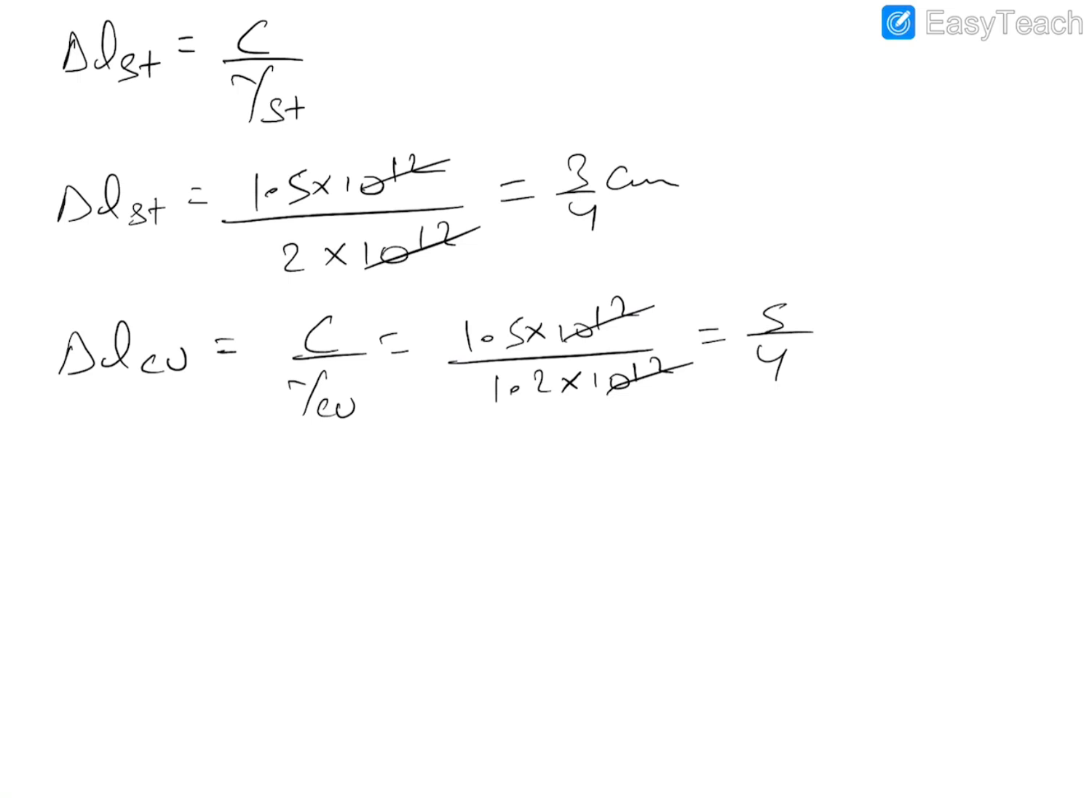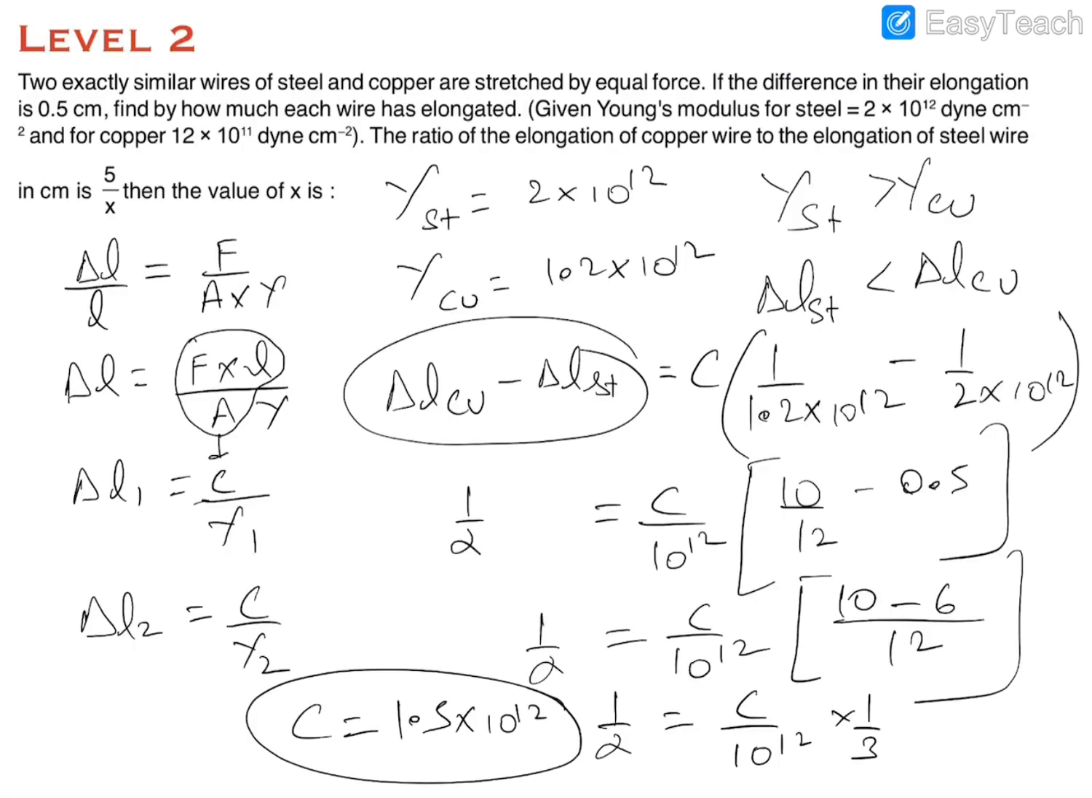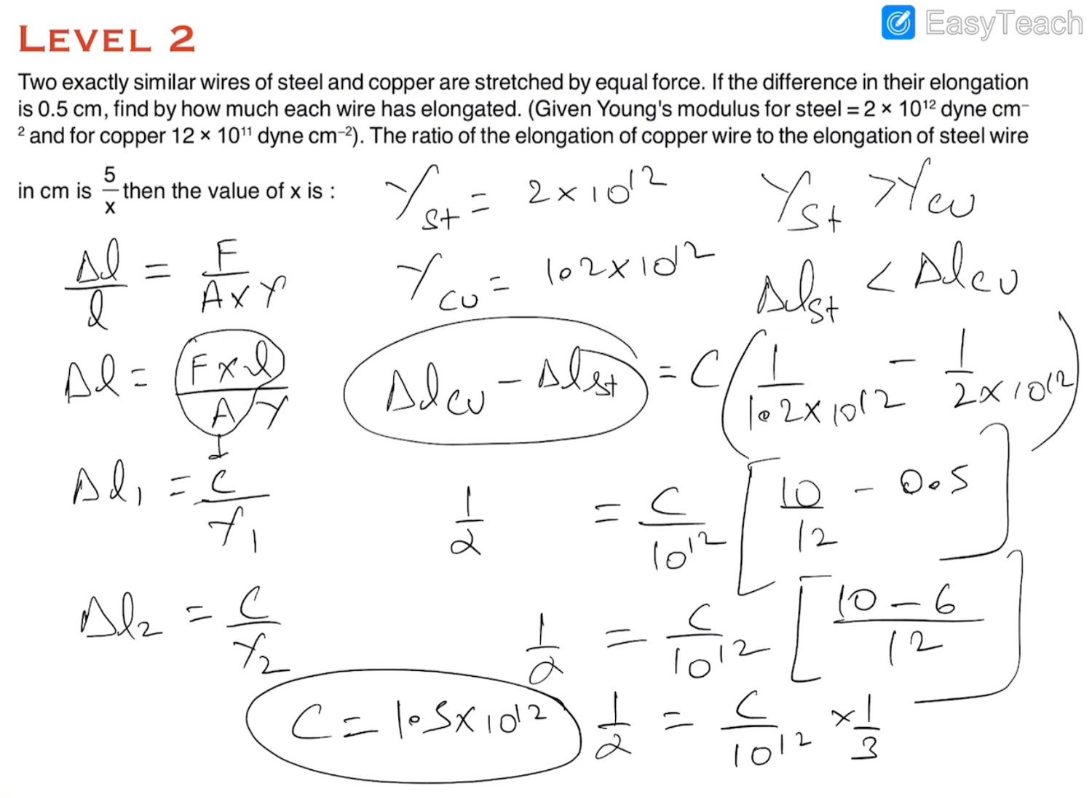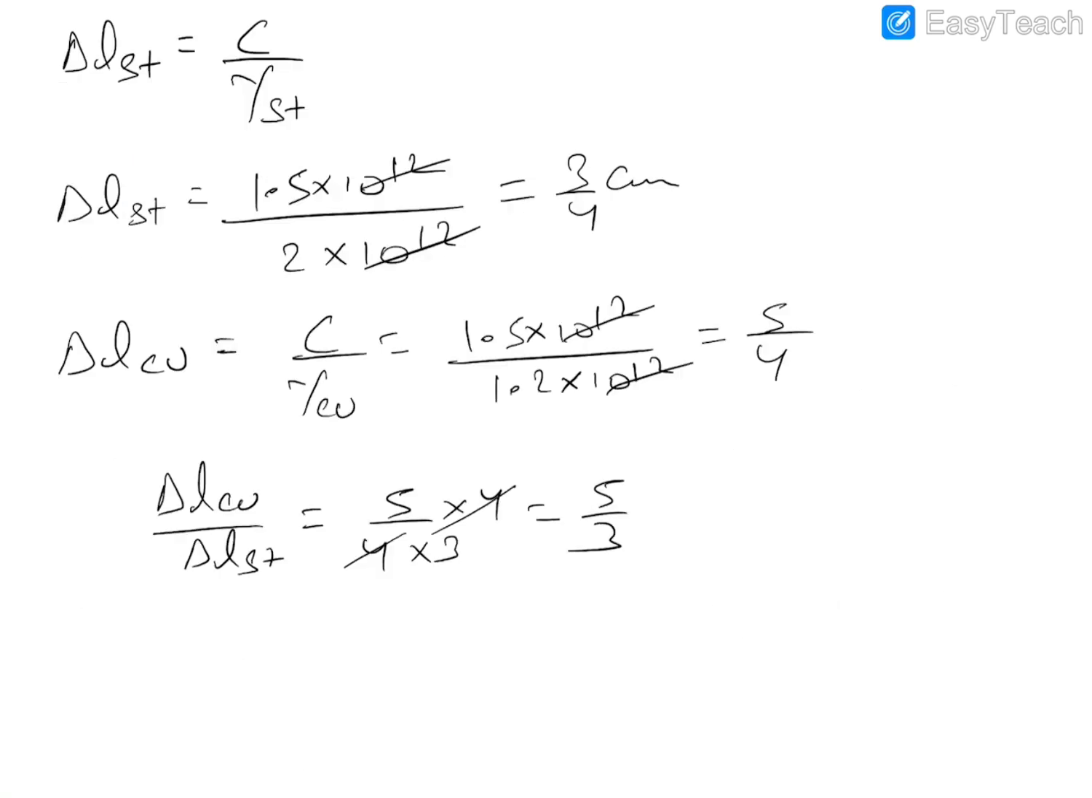Okay, so we also have to find out the ratio of elongation in copper to elongation in steel. So delta L of copper upon delta L of steel will be equal to 5 by 4 upon 3 by 4. So this will be 5 by 3, and if we compare it with 5 by x, then x would be equal to 3. Now let's move on to the next question.